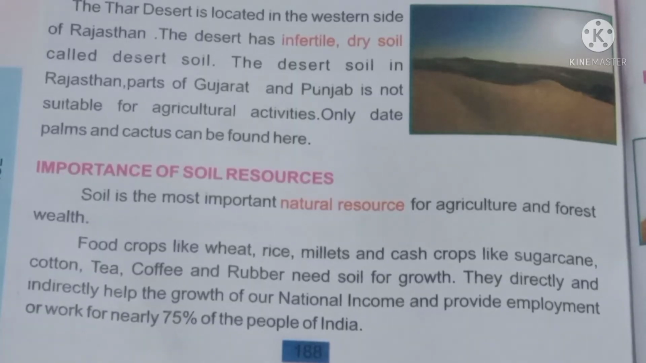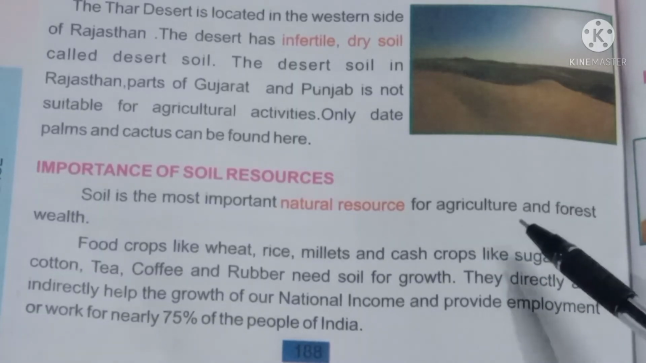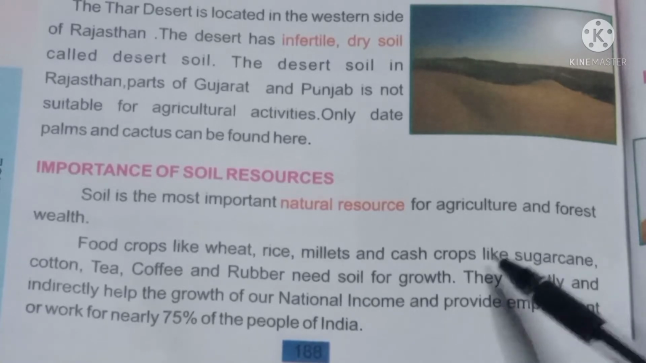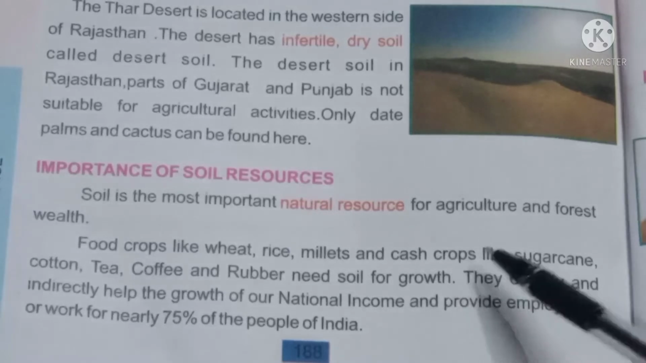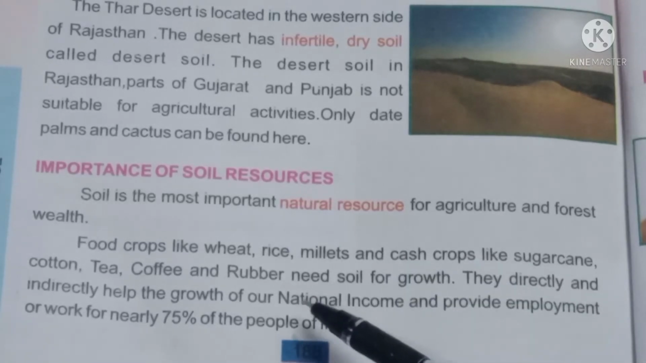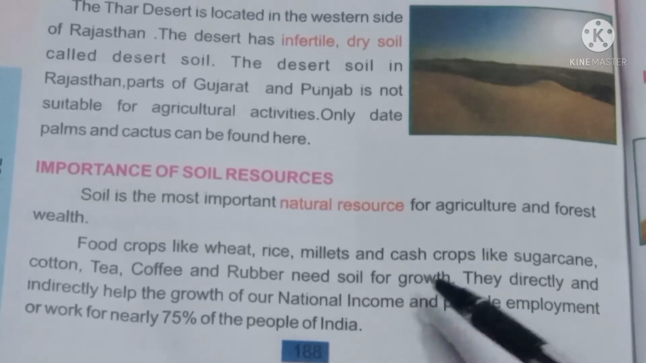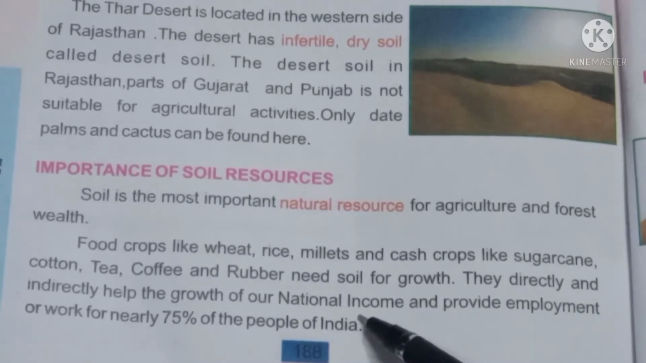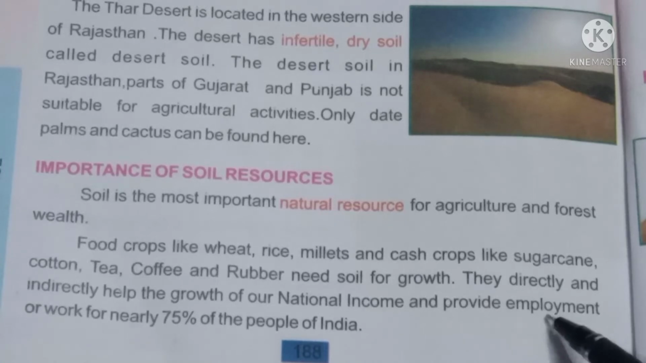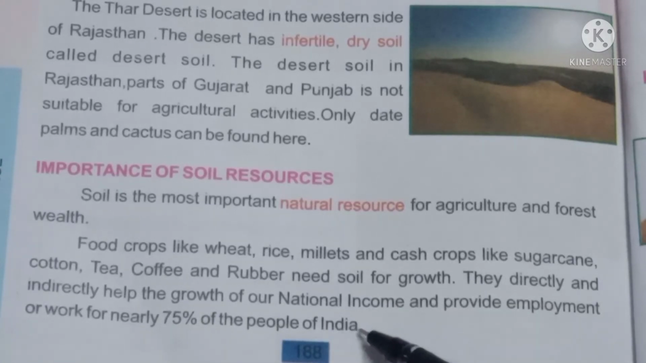Soil is the most important natural resource for agriculture and the forest wealth. Food crops like wheat, rice, millets and cash crops like sugarcane, cotton, tea, coffee and rubber need soil for growth. They directly and indirectly help the growth of our national income and provide employment for nearly 75% of the people of India.